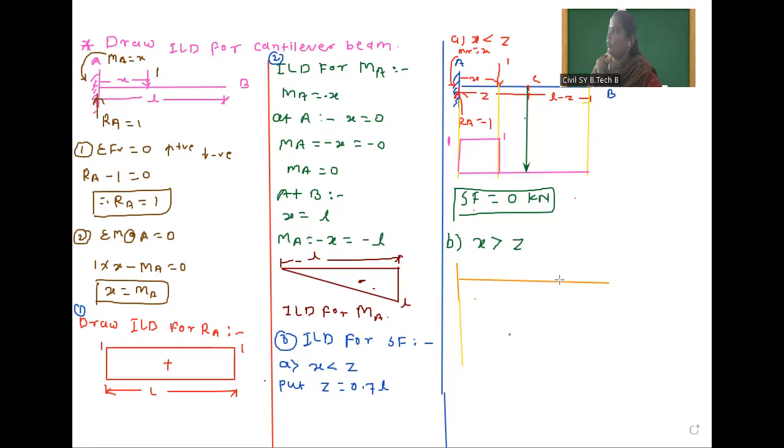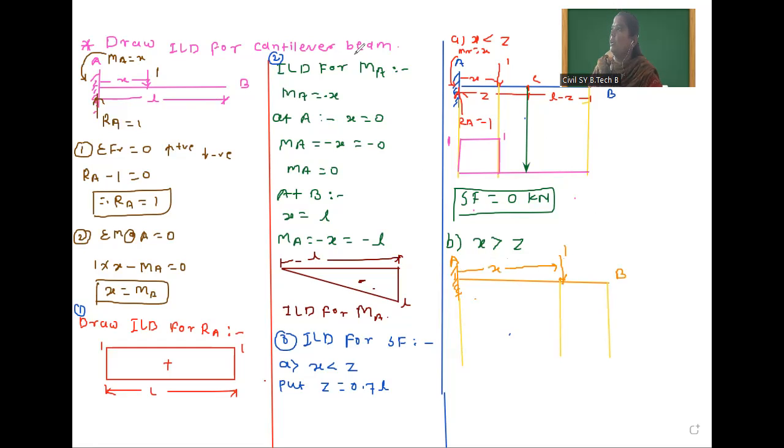Suppose now x location is greater than z. And this is the last point. We'll locate values here. So this end is fixed. This is A and this is the free end. And our x location now here. Suppose this is 1 unit load and this distance is x.